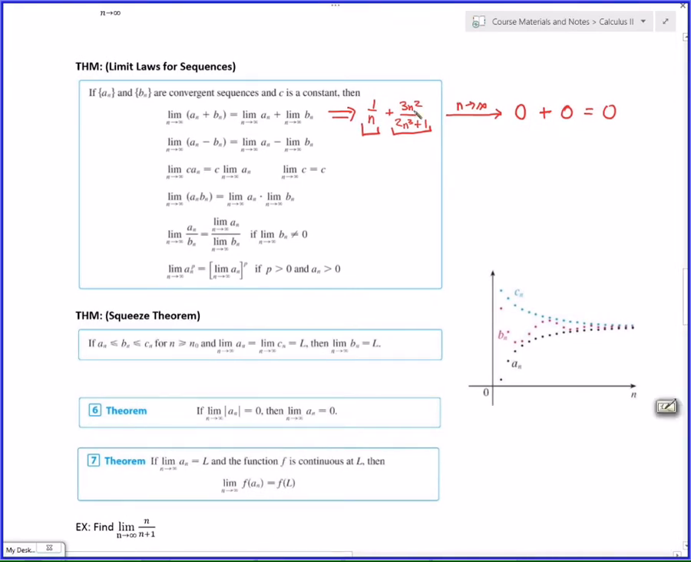But the point I'm making here is that if you've got the sum of two sequences, you can just add up their limits. If you had subtracted them, you can just subtract their limits. If you have a constant times them, like this 3 halves, by the way, you can just pull the constant outside. So limit of a constant times a sequence is the constant times the limit. Limit of a constant is a constant, right? Like this 0 up here.